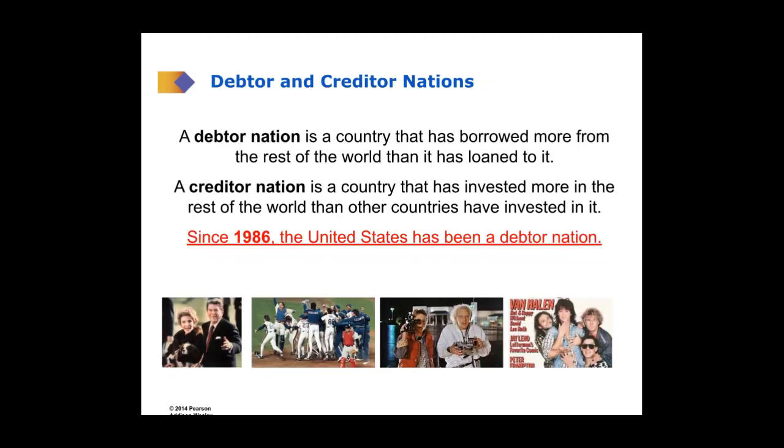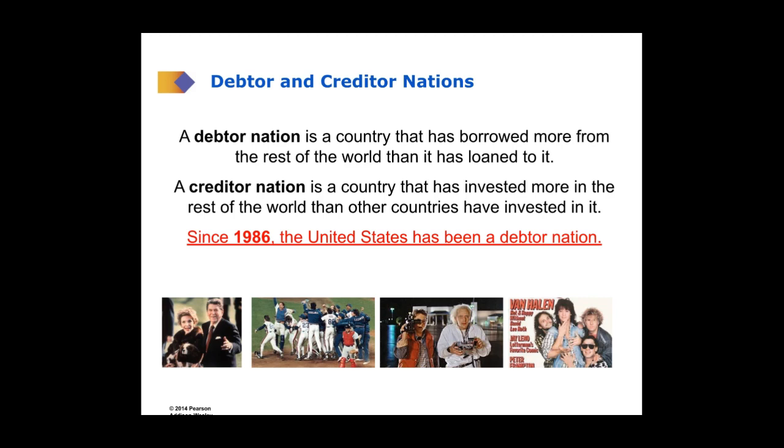Now, being a net borrower or a net lender is in a particular year. But if we look over time, a debtor nation is a nation that has borrowed more from the rest of the world than it's loaned to the rest of the world. And since 1986, since the time that Ronald Reagan was president and the Mets, of all people, won a World Series, and the first Back to the Future movie was out, and Van Halen had the #1 LP, I don't even believe it was a CD at that point. Maybe it was. Since 1986, the United States has been a debtor nation.